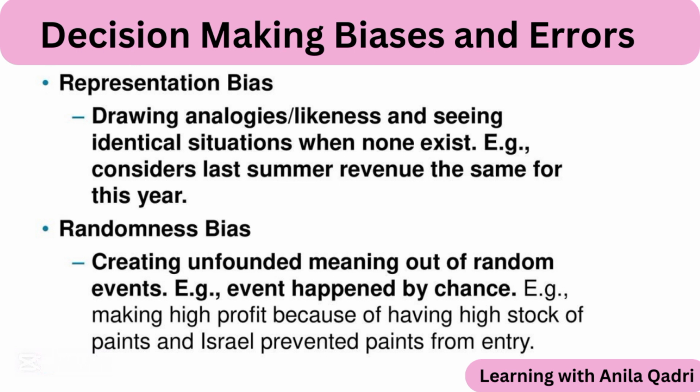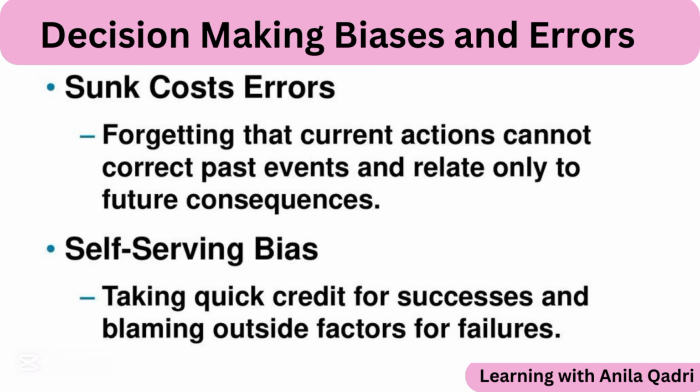Randomness bias: creating unfounded meaning out of random events. For example, an event happened by chance. For example, making high profit because of having a high stock of paints and Israel prevented paints from entry. Decision-making biases and errors. Sunk cost errors: forgetting that current actions cannot correct past events and relate only to future consequences.